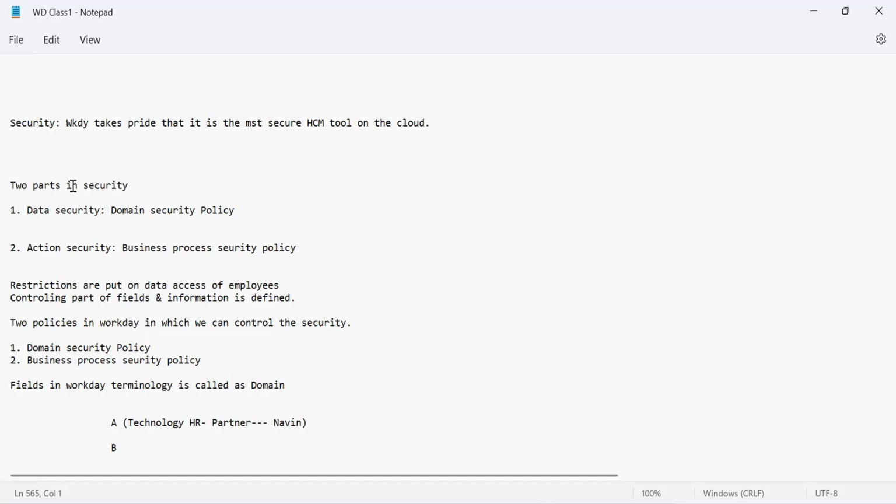Okay. So there are two parts in security. One is your data security, which I was trying to tell you about: there are fields which you will be able to see, which you will be able to make changes to, and which you will not be able to make changes to. In personal details, you will be able to make changes. If your address is changing, you're moving from one place to the other, you will have the liberty to go ahead and update the address.